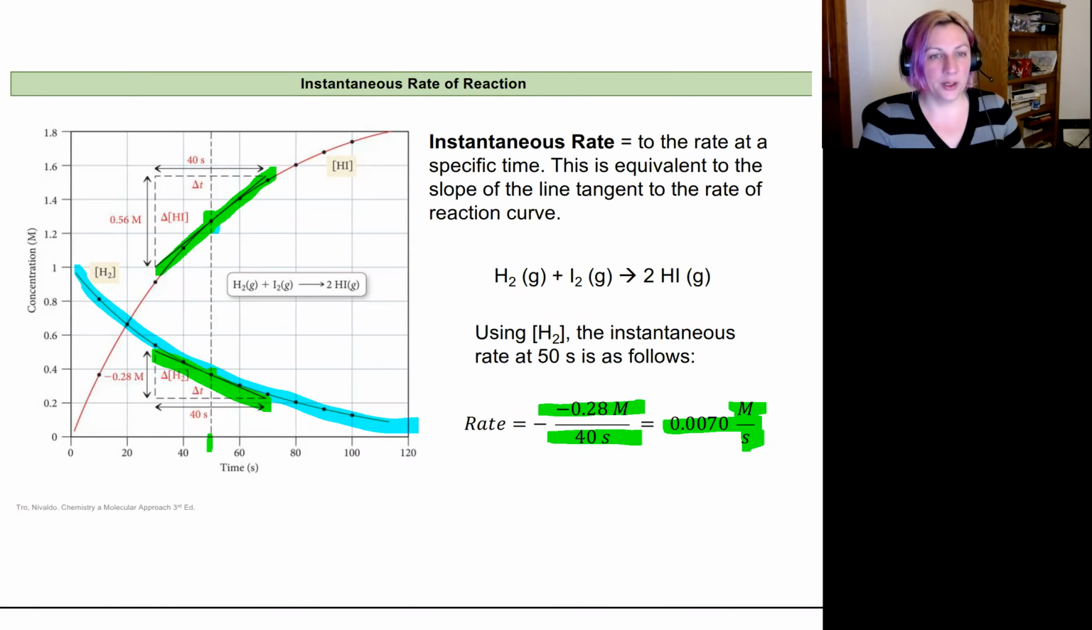And it's important to note that at that 50 seconds, the rate that I'll calculate for that tangent line, for the rate of the products increasing or the rate of the reactants decreasing, will be the same value if I'm looking at the exact same time. So that rate of the reaction will change the same for reactants and products as I look at different intervals of time throughout my reaction.